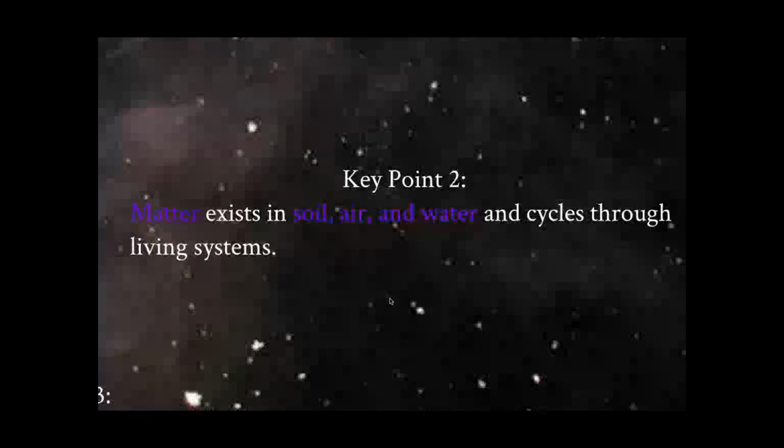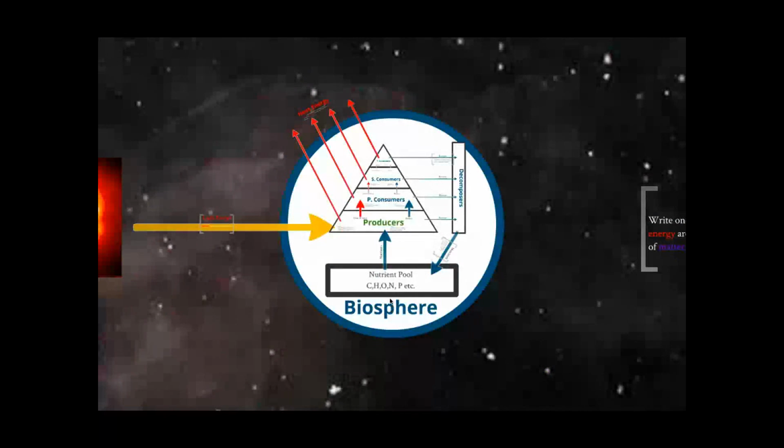That's a little different than matter. So all the molecules and atoms that make up the soil, the air, and the water, and eventually make up living organisms, instead of flowing, these cycle through living systems. So they get reused over and over and over again. So let's take a look at what that looks like. And I'm going to use the same diagram here, but this time I'm going to trace matter, and I'm going to use the color blue to do that.